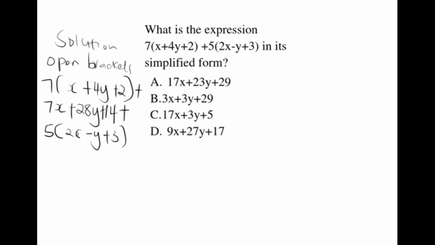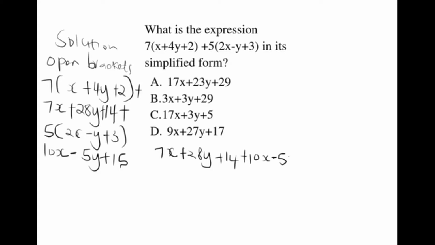We can now open our second bracket. 5 times 2x will give us 10x, minus 5 times y to give us 5y, plus 5 times 3 to give us 15. We can now combine the two expressions. We have 7x plus 28y plus 14 plus 10x minus 5y plus 15.